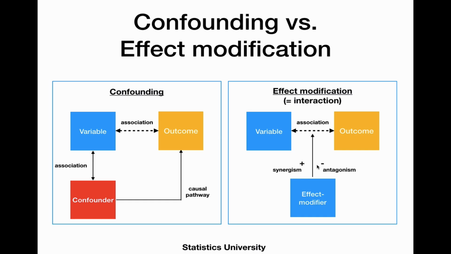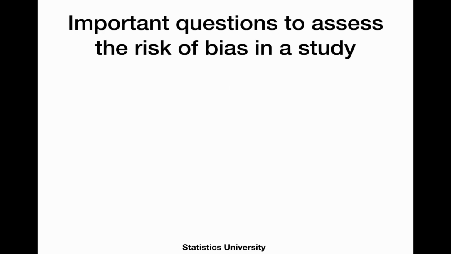And the important thing to note is, although confounding is not an issue in prediction research, such as diagnostic and prognostic studies, effect modification is important to take into account in these types of research. Whenever you want to evaluate the risk of bias in a study, it is a good start to ask yourself the following questions, which will sort of summarize what we have discussed before.